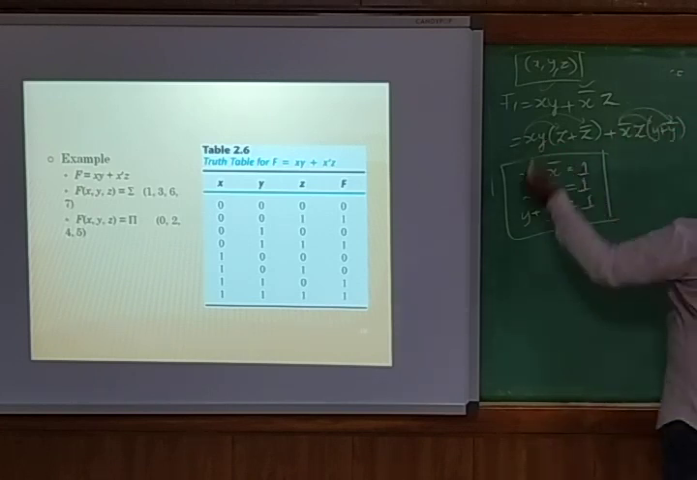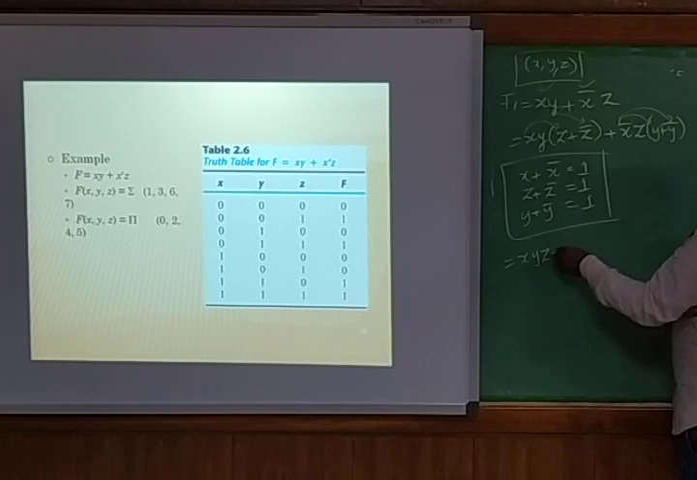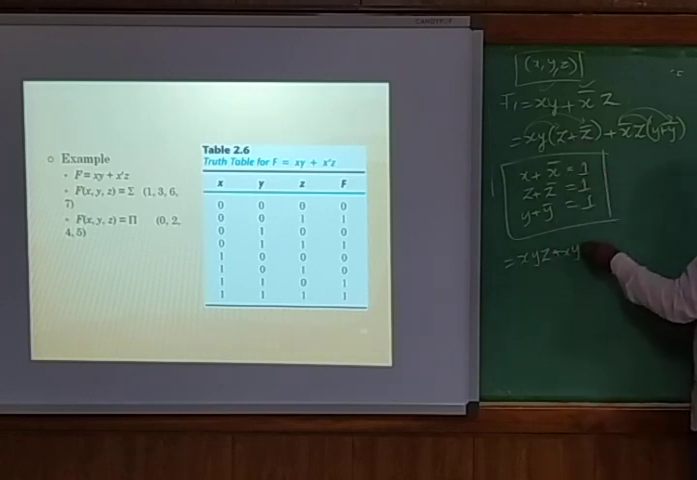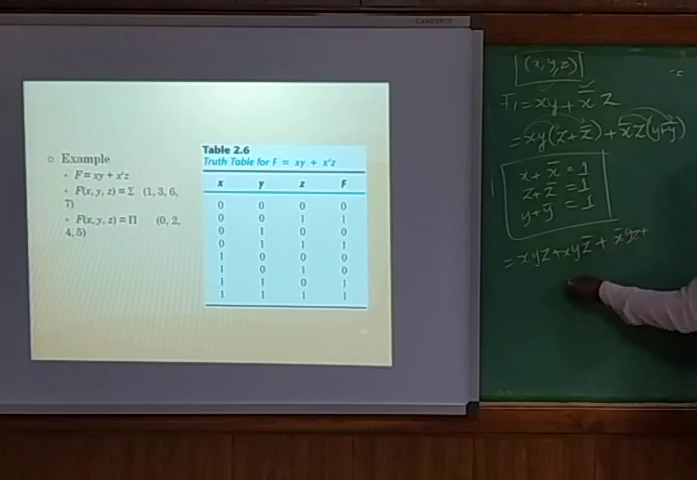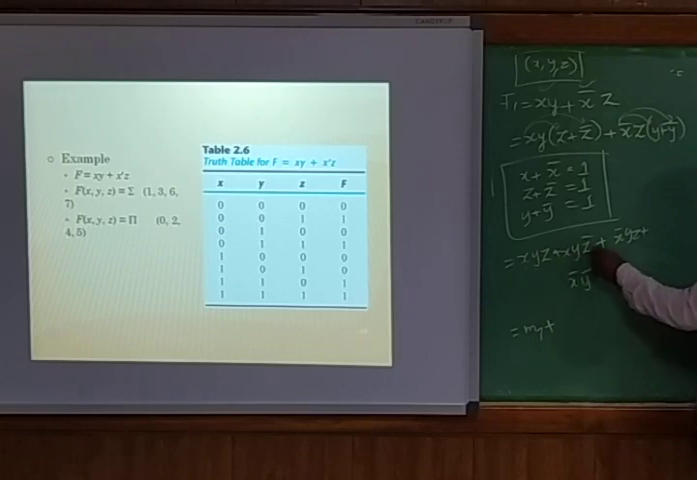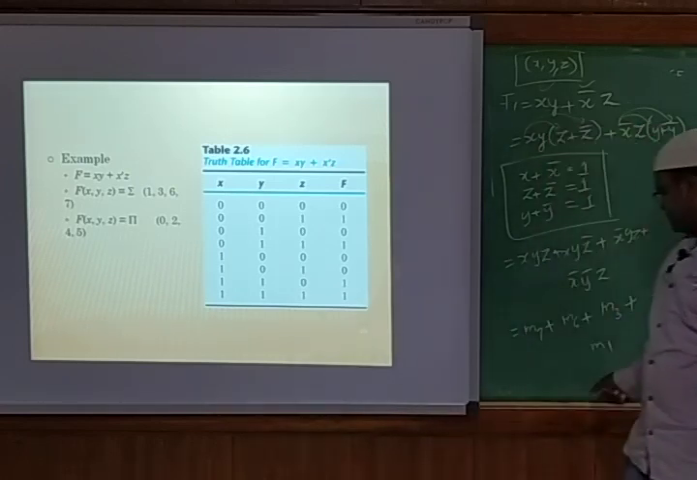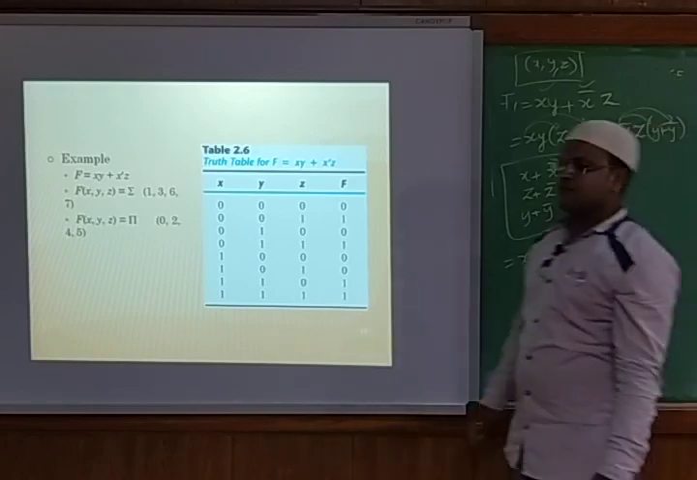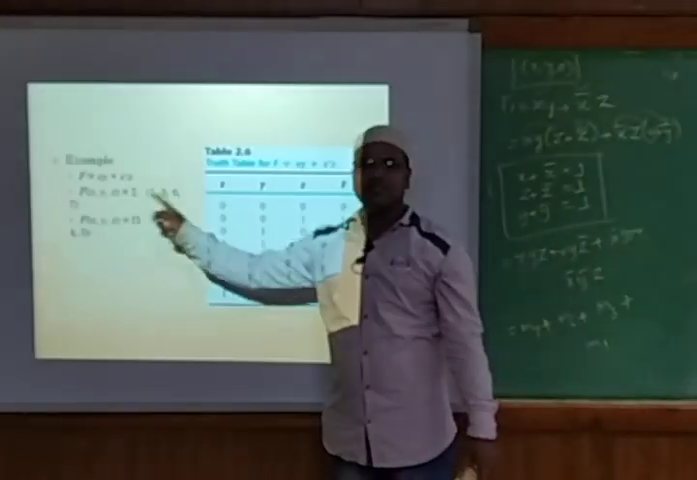So what is the value for this? xyz plus xyz bar plus x bar yz plus x bar y bar z. So what is xyz? It is 1, 1, 1, m7. Here 1, 1, 0, it's m6. Here 0, 1, 1, m3, plus 0, 0, 1, m1. So that's how you got 1, 3, 6, 7.